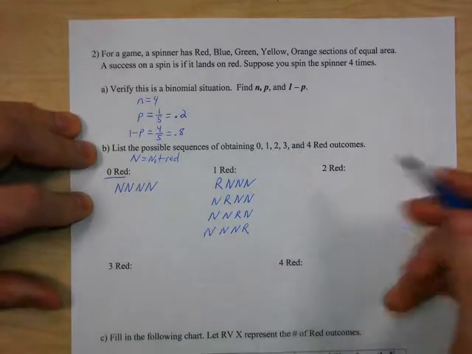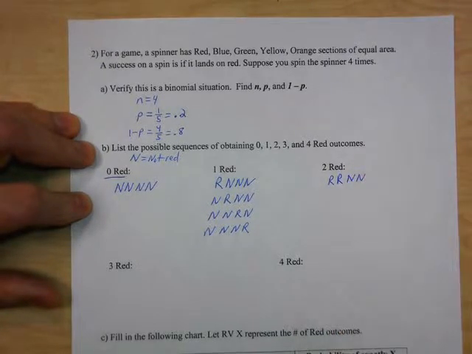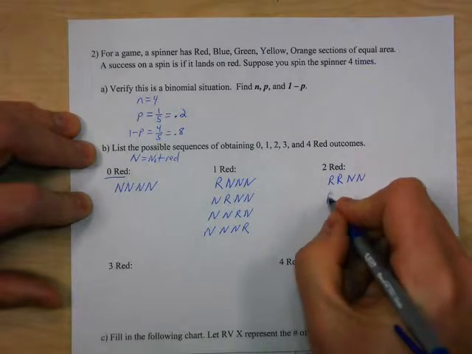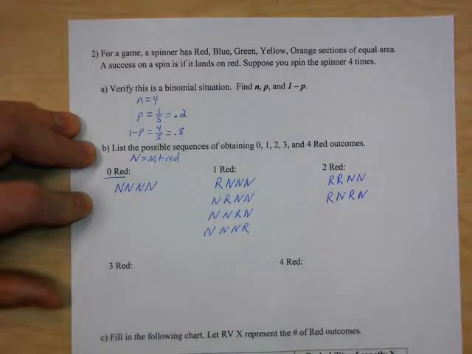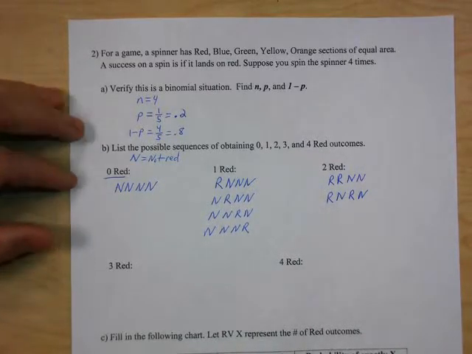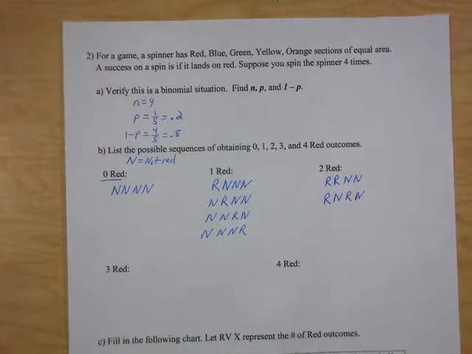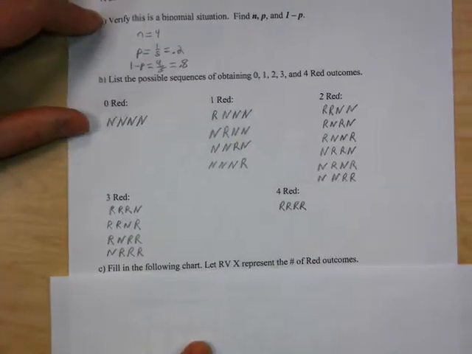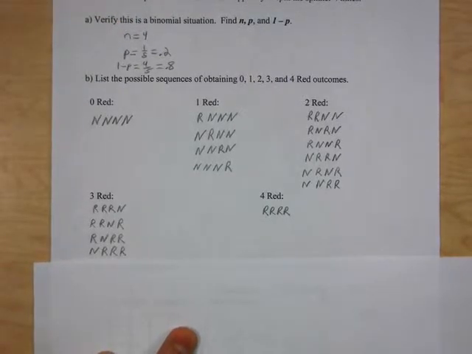In order to get 2 red, let's suppose you got red on the first and red on the second, then the next 2 would be not red. Or you get red on the first, not red on the second, red on the third, not red on the fourth, and so on. Just for the sake of time, rather than writing all this out and explaining it, hopefully you get the idea now. I'll go to my other sheet of paper that I have all filled out, and those are the possibilities. If you need to pause the video and think your way through that, feel free to do that, but I'm going to move on to the next.